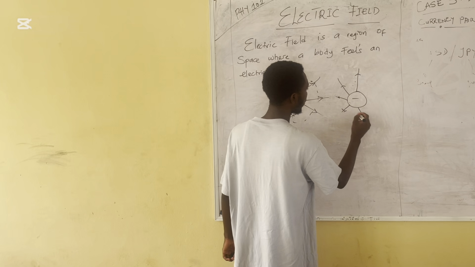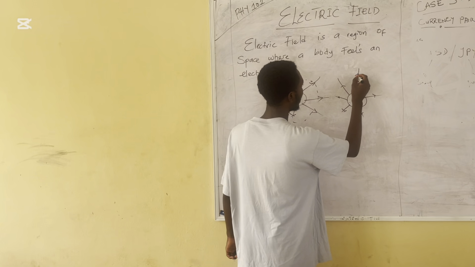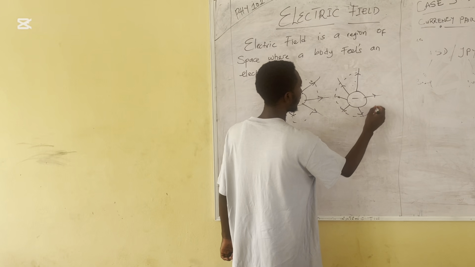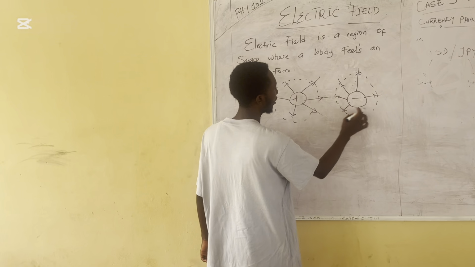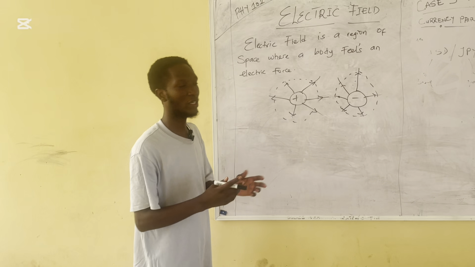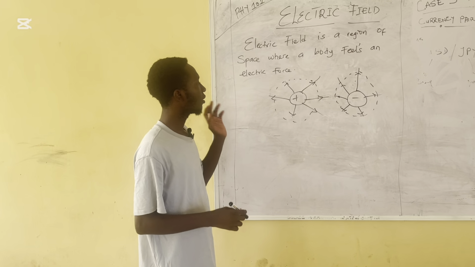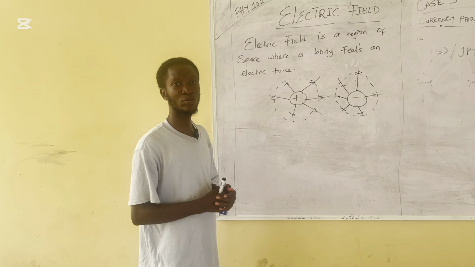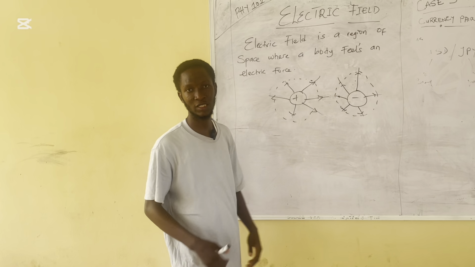This is the line of force, and this is the region of space around it. It's the electric field, where a body can feel electric force. Electric field can also be produced by a single charge.